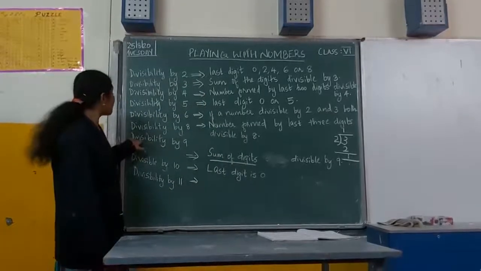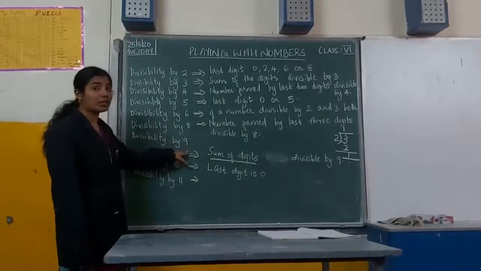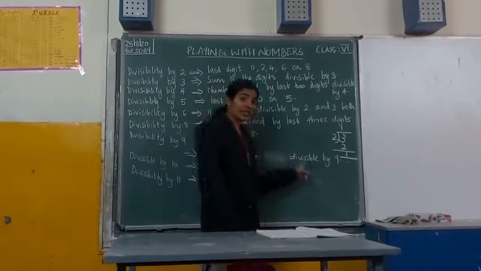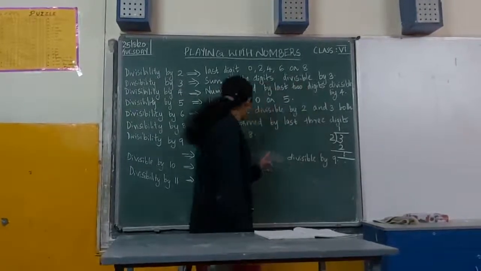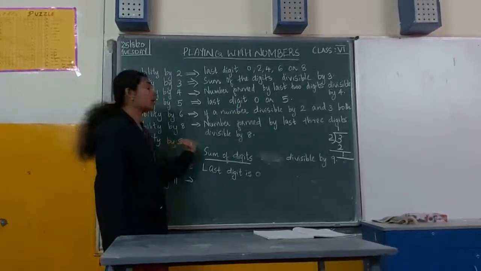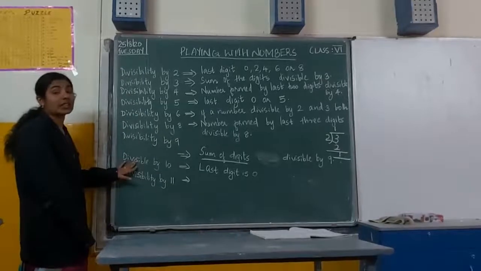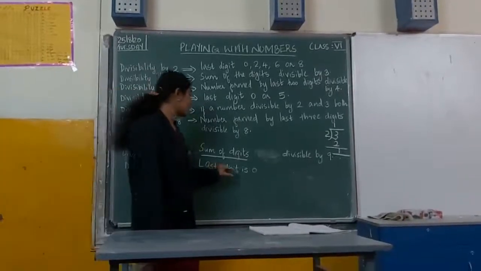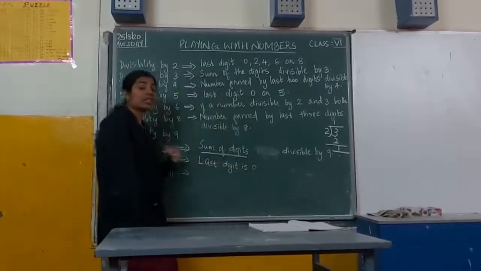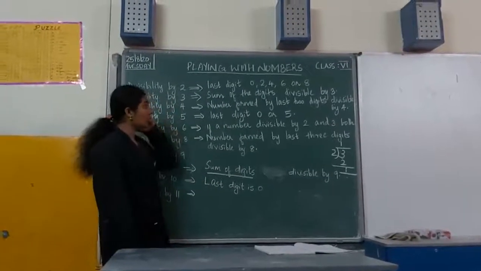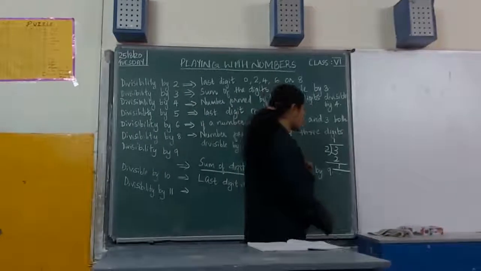Next, divisibility by 9. How to check the divisibility? Take the sum of the digits, and if it is divisible by 9, we can say the given number is divisible by 9. Divisible by 10: if the last digit is 0, then we can say the number is divisible by 10. So by showing some examples, you can understand this one.